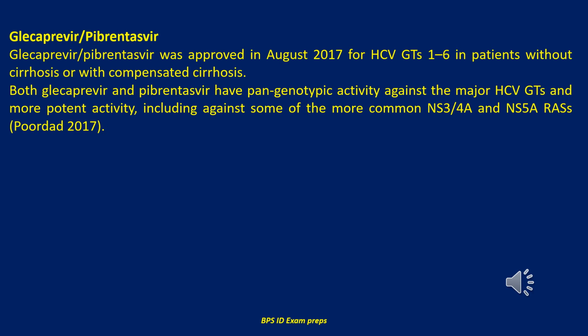Glecaprevir plus pibrentasvir was approved in August 2017 for HCV genotypes 1 to 6 in patients without cirrhosis or with compensated cirrhosis. Both glecaprevir and pibrentasvir have pan-genotypic activity against the major HCV genotypes and more potent activity, including against some of the more common NS3/4A and NS5A RASs, according to Poordad 2017.